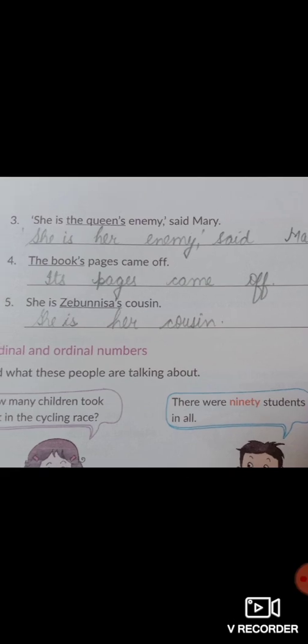Then fourth sentence, the book's pages came off. In place of the book's, we will use its. Then fifth sentence, she is Zabinisa's cousin. In place of Zabinisa, her will be used.